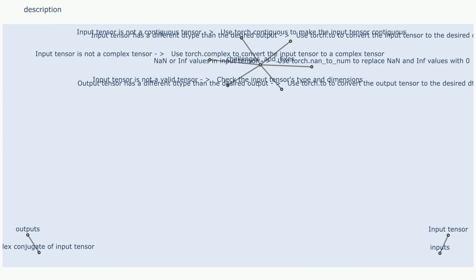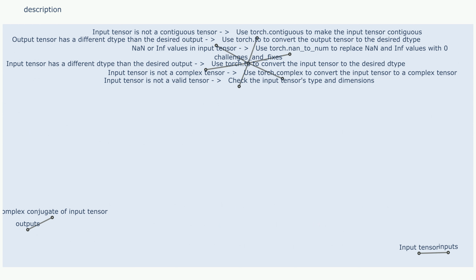Ensure that the input tensor has a complex data type, such as torch.complex64 or torch.complex128.